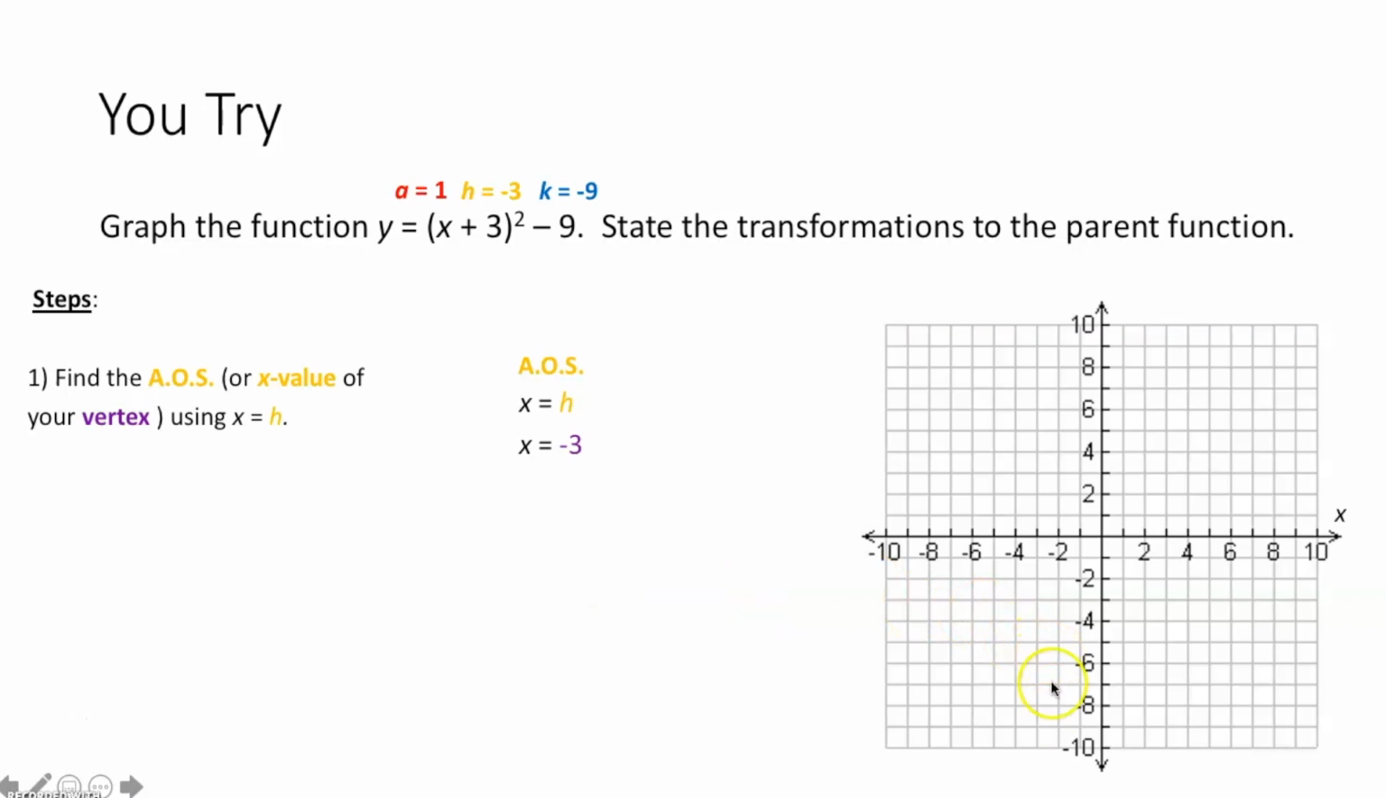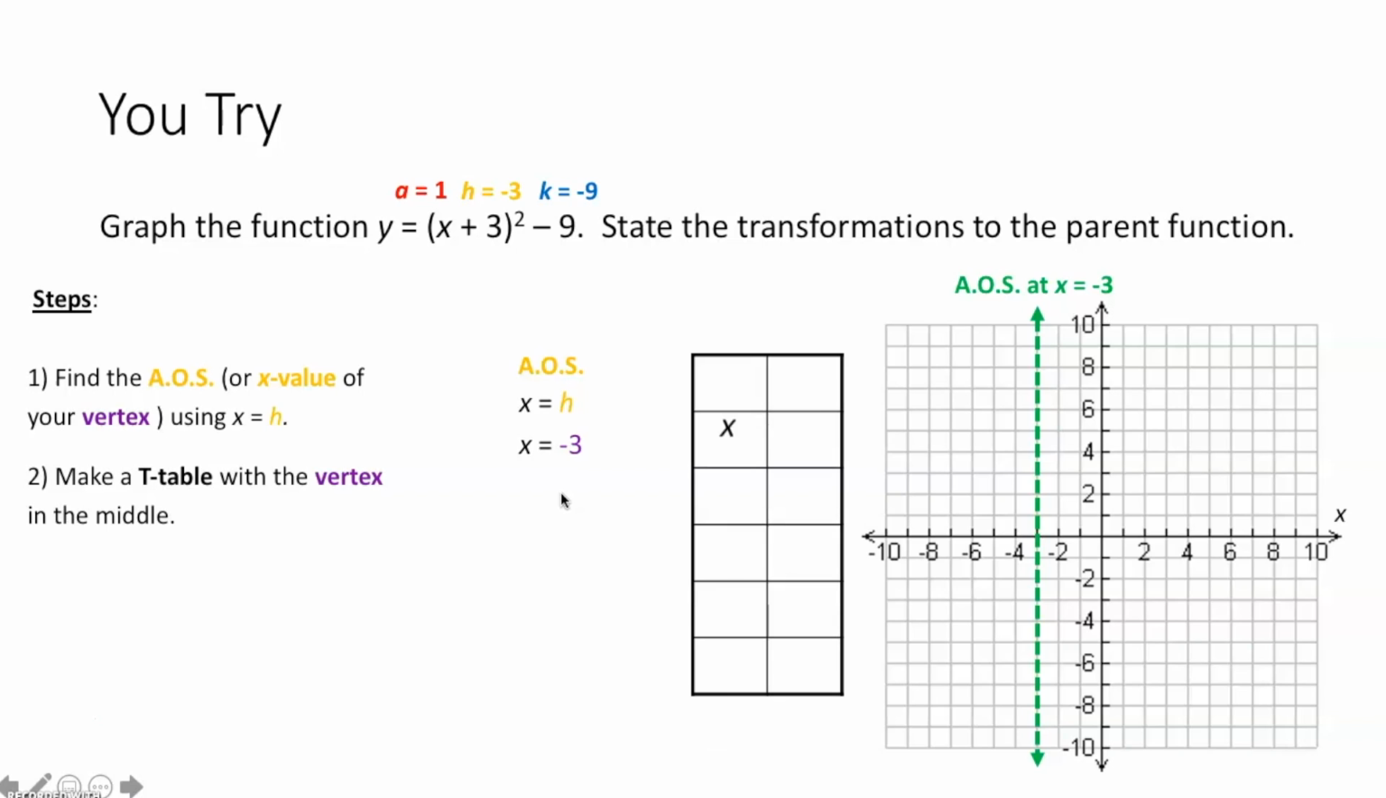So at x equals -3, we're going to create a vertical line. That's our axis of symmetry. It's a good way to check our work to make sure our parabola is the same on both sides of that line. We are then going to make a t-table. Put our vertex in the middle. So what's our vertex? h, comma, k. -3, comma, -9. That goes right in the middle.